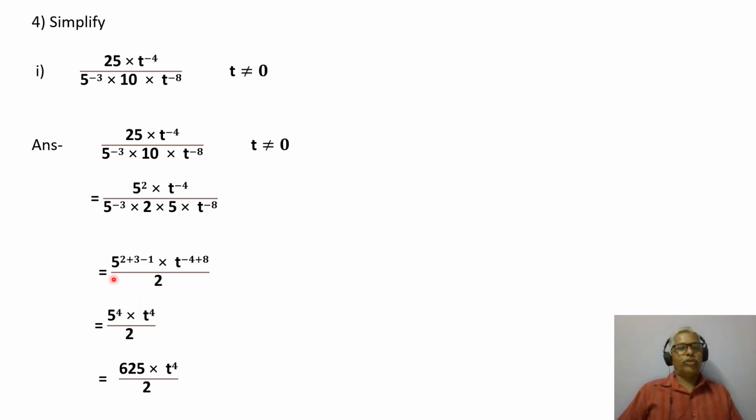Now solve it. 3 minus 1 is 2, so 5 raised to 2 plus 2 is 5 raised to 4, into this 8 minus 4 is t raised to 4, divided by 2. So this is 625 into t raised to 4 upon 2. That's your answer. See which law has been used. More than one law has been used, so solve this and write those laws, because you need to write all these laws in the exam. This was just for you to brush up the laws. I have not given the laws. Okay, move ahead.